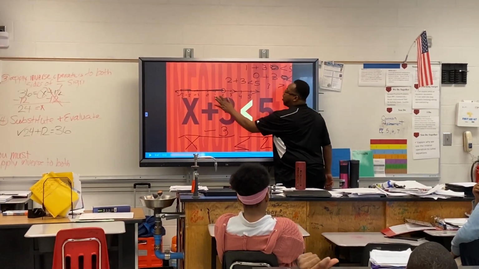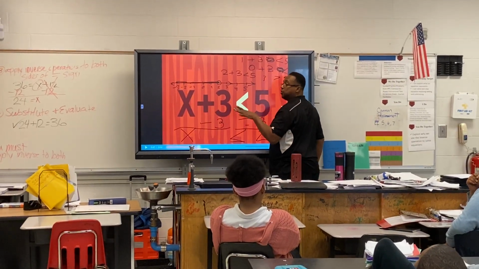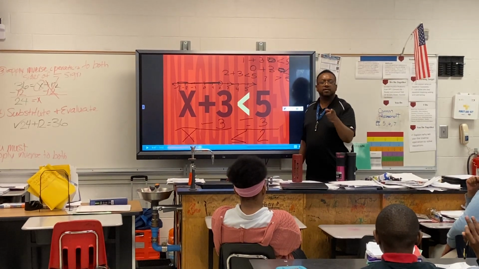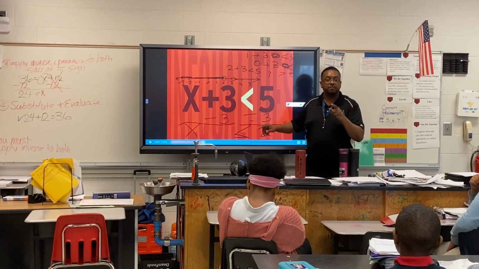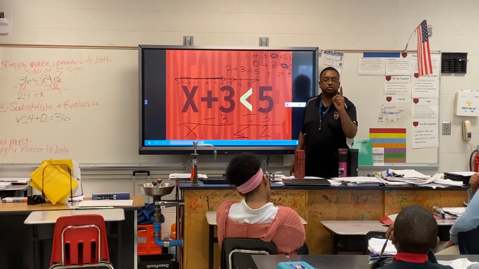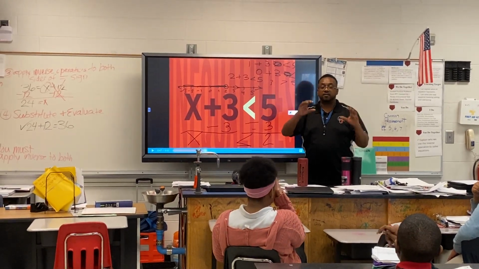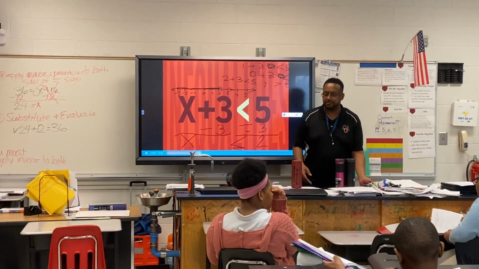So not only all of these numbers here that are less than 2 are part of the what? What set? Solution. Call it what it is, because in inequalities, there's more than one solution. So it's a part of the solution what? Look in your notes. Part of the solution what?